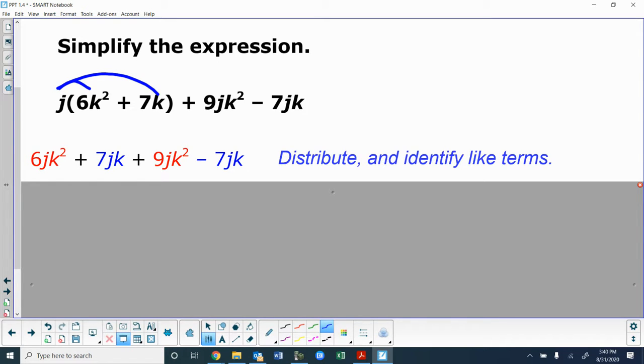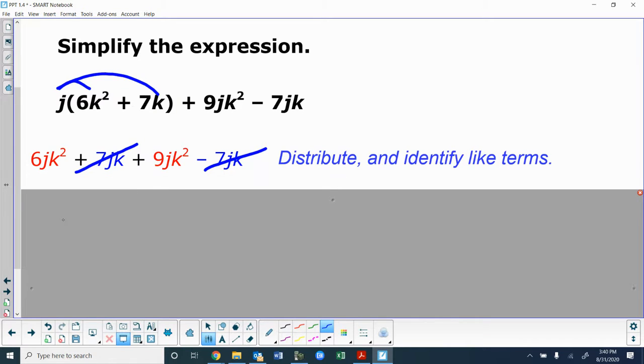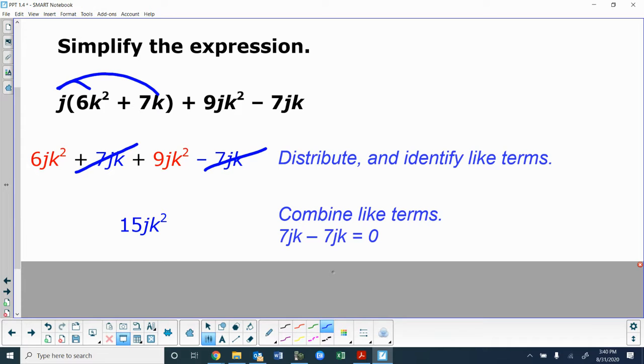And then you notice that we have like terms. The blue ones are additive inverses. They're opposites. They will cancel each other out. And then 6 plus 9 would be 15jk squared.